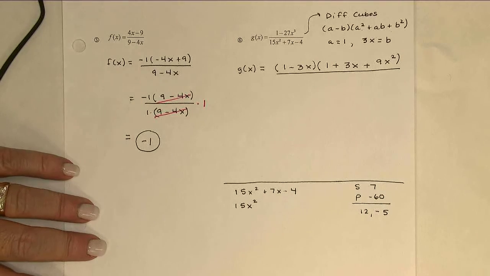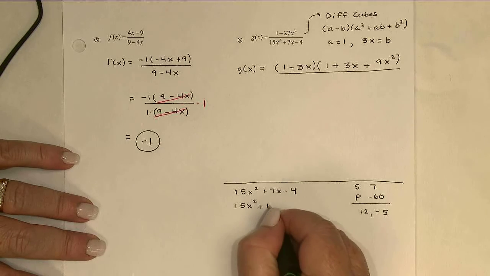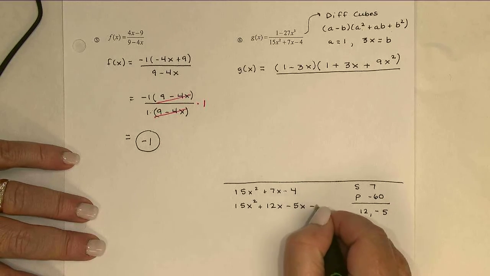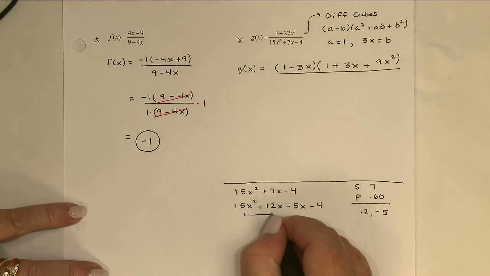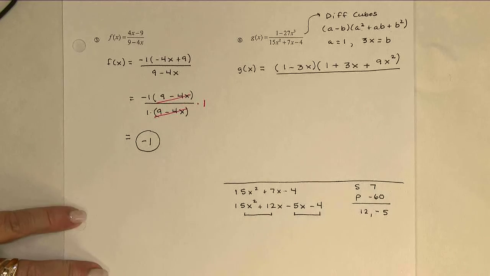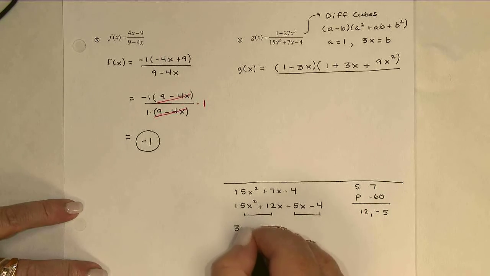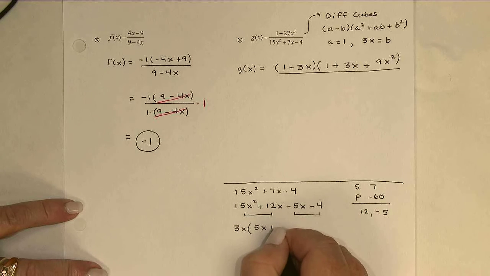So I've got my 15x squared, split up the middle term, plus 12x minus 5x, minus 4. If I now factor by grouping, in the first group I can factor out a 3x, which makes that 5x plus 4.